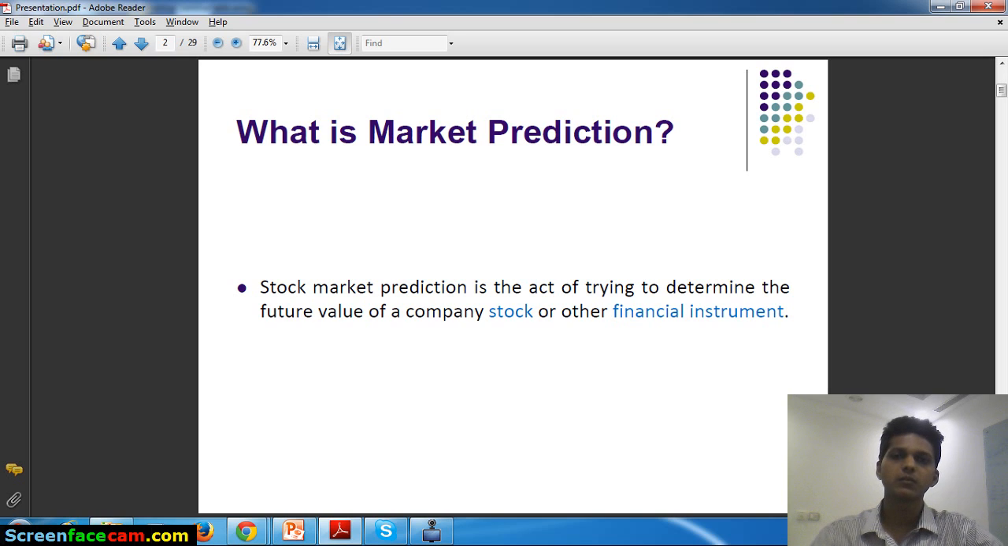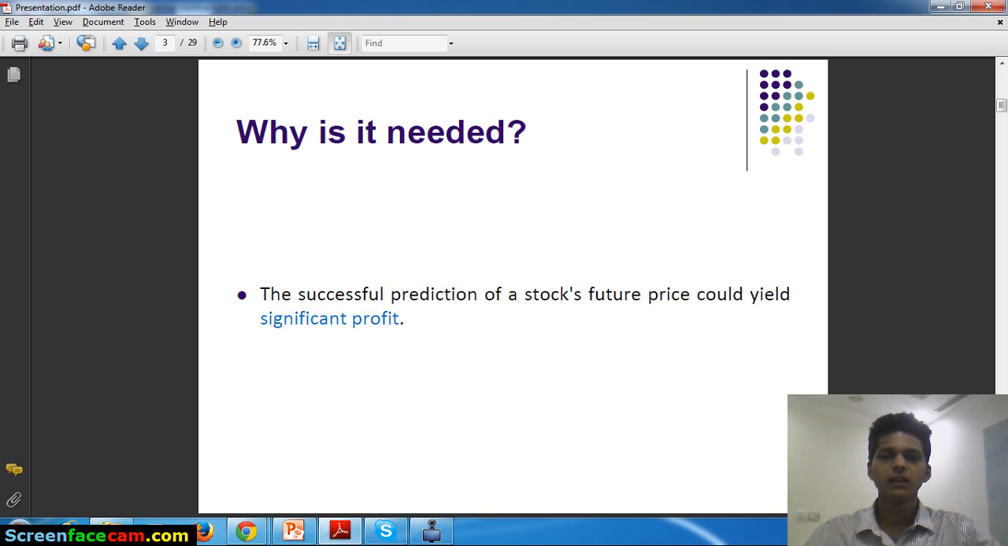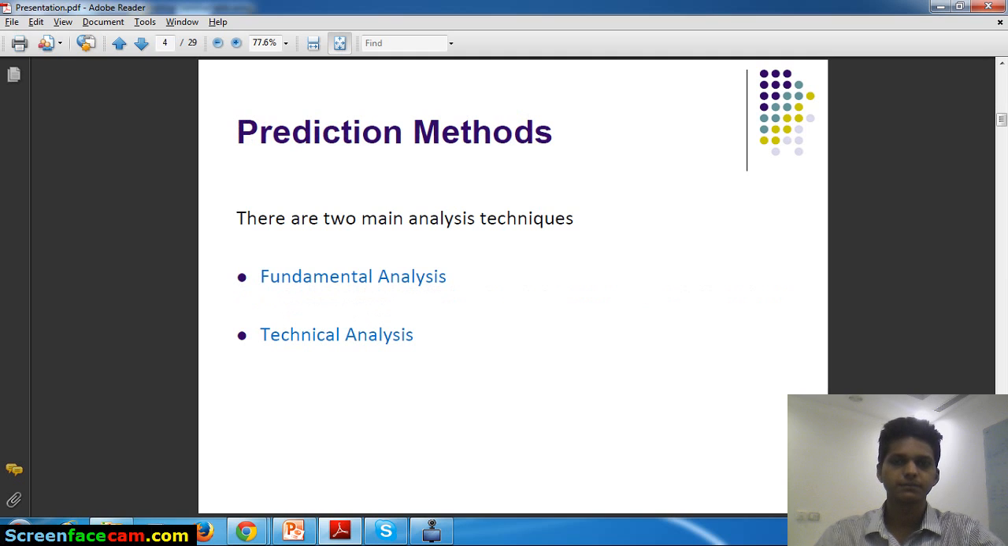So the next question that comes to my mind is, why do we have to predict the market? Successful prediction of a stock's future price could yield significant profit. This is the most important aspect as to why we have to make successful market predictions. The next thing that appears is, how do we do it?